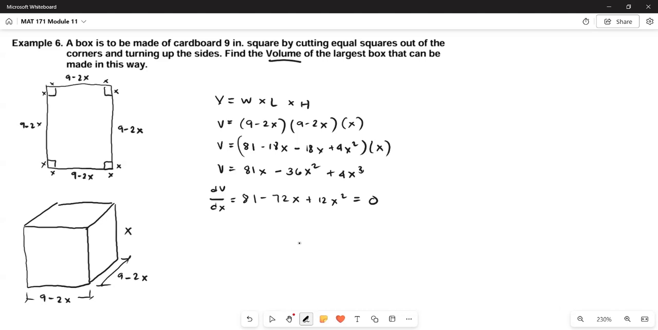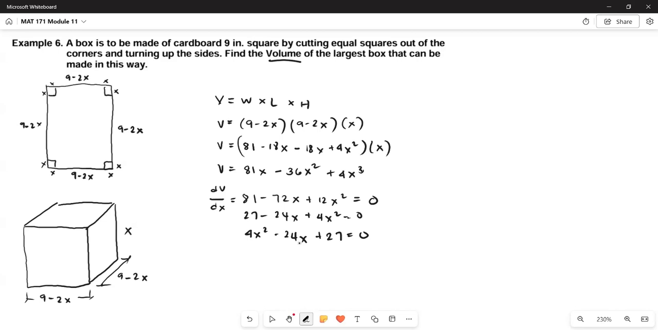Ngayon, lahat ng term natin, 81, 72, and 12 are all divisible by 3. Therefore, pwede natin i-simplify yan. Pwede natin gawin, yan ay 27 minus 24x plus 4x squared. Or i-rewrite ko lang ng 4x squared minus 24x plus 27 is equal to 0. So actually, pwede kayong gumamit dito ng quadratic formula. Since quadratic equation naman yan. So gamit tayo ng quadratic formula para ma-extract yung ating roots or yung x values.